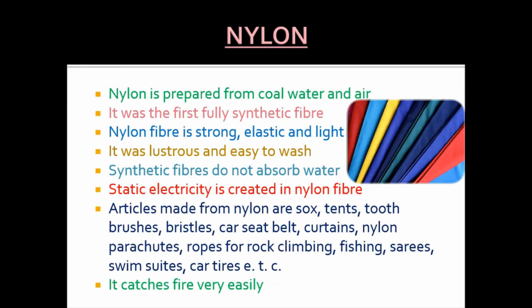Now let us see what is nylon. Nylon is prepared from coal, water and air. It was the first fully synthetic fiber. Nylon fiber is strong, elastic and light. It was lustrous and easy to wash. Synthetic fibers do not absorb water, and nylon is the best example. Static electricity is created in nylon fiber.